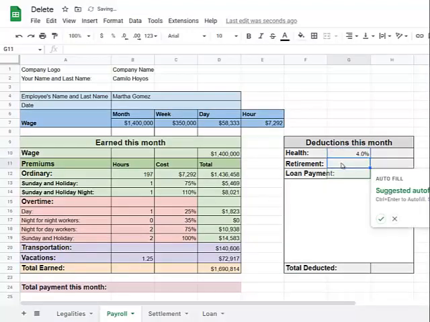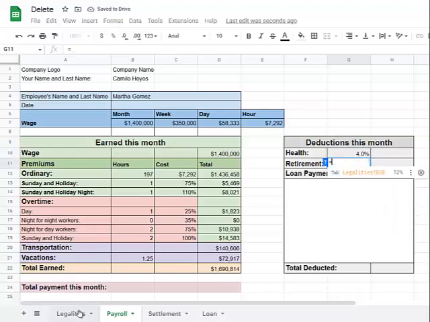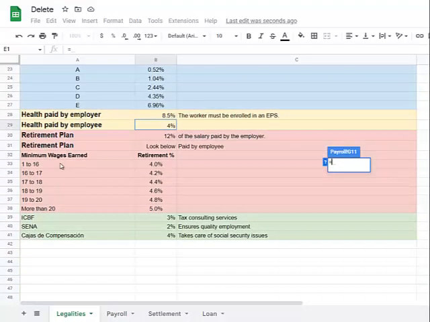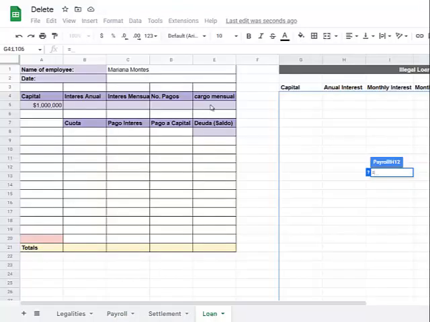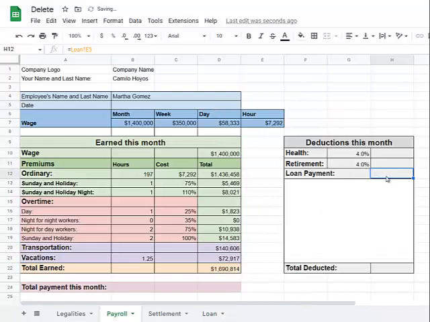The retirement. Click there. It equals. Let's go to legalities. Now, retirement plan, minimum wages earned. This person is within 1 to 16 minimum wages, so you have to click here. Enter. Then the loan payment. Click equals. Then go to the settlement. Sorry, the loan. And the loan payment right here is going to be this one, cargo mensual. So click there and then hit enter. Perfect. Even though it says nothing, the formula still has to be there.